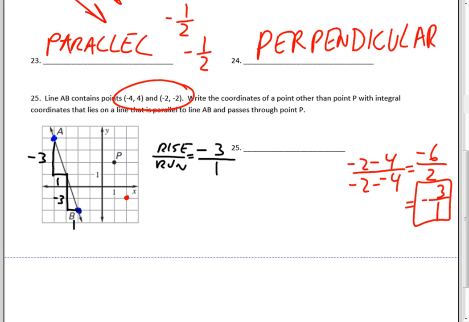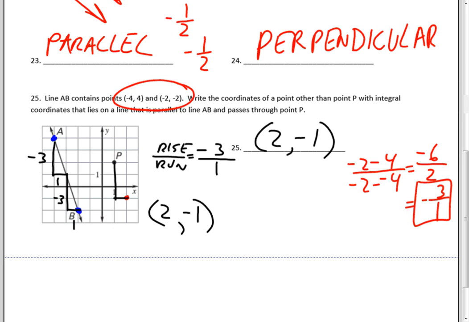Apply the same thing to point P. Go down 3 over 1. That's why I put the red dot right there. What are the coordinates of that dot? 2, negative 1. 2, negative 1. That's your answer.